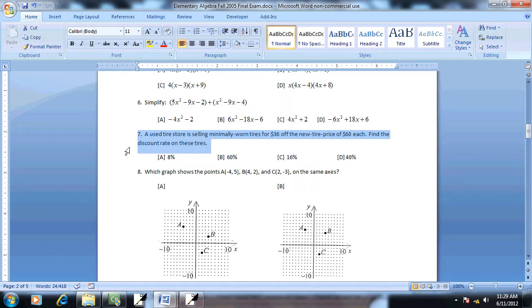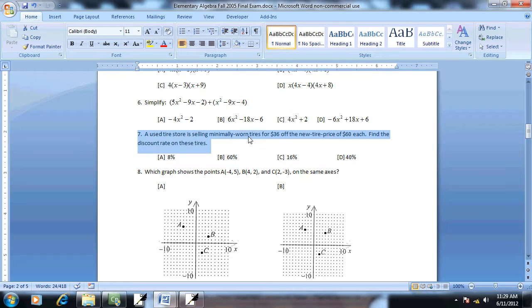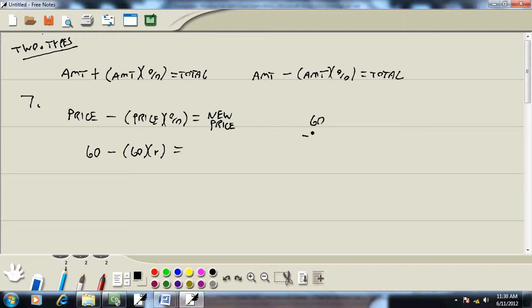Okay, so the original price was $60. So this will be 60 minus 60 times R. And the new price. Now it says selling minimally worn tires for $36 off the new tire price. So they're taking 60 minus 36. So we're knocking that off, and this is going to be our new price. So put 24 into that. Tires for $24. This must be an old problem. Haven't updated it.